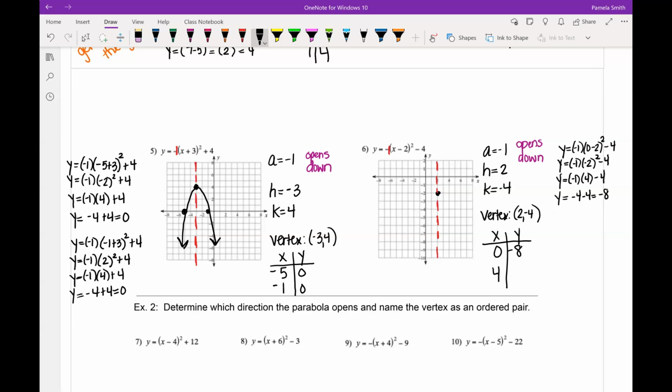And now I'm going to substitute in the 4. So y equals negative 1 times 4 minus 2 quantity squared minus 4. Negative 1 times 2 squared minus 4. Negative 1 times 4 minus 4. Negative 4 minus 4 is negative 8, so it does match. So 0, negative 8, and 4, negative 8. And there's the shape of my graph.